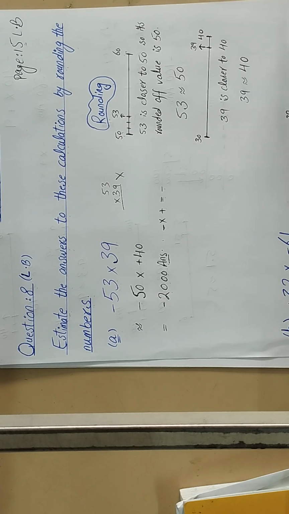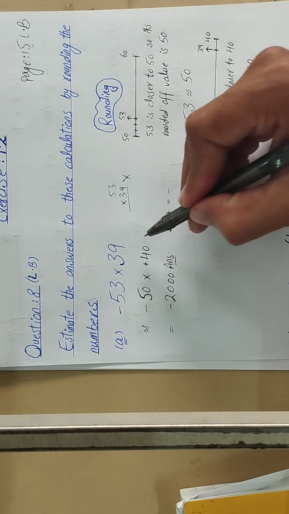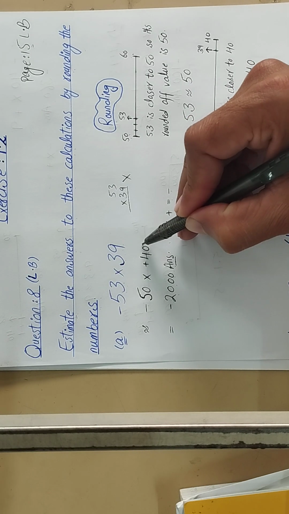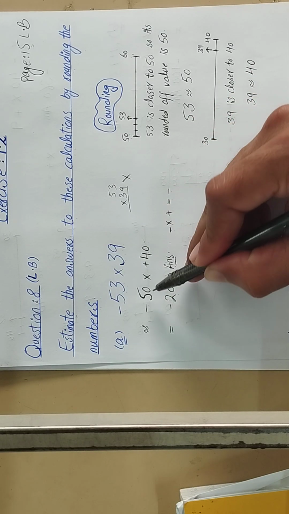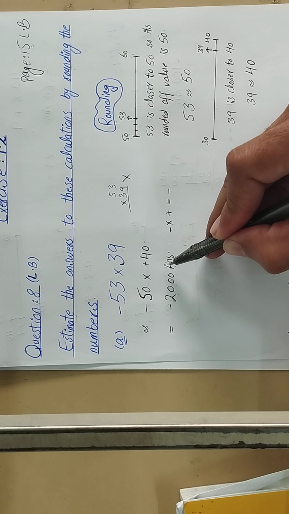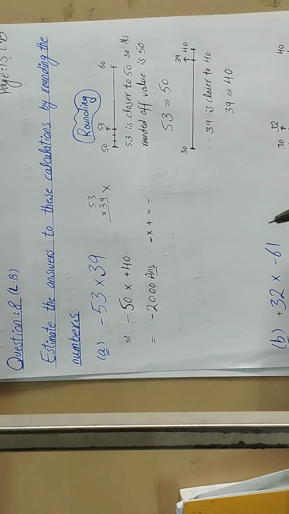I hope you understood the question. There are two steps of the question. The first step is round off the numbers, okay, and then the second step is to divide the numbers to get the answer. That was our lesson.